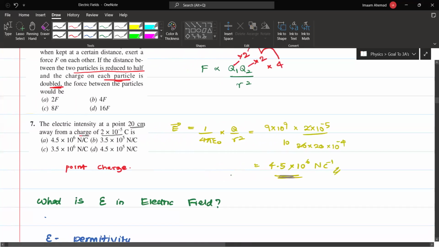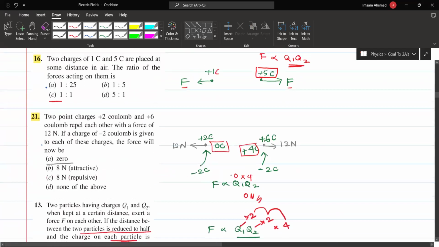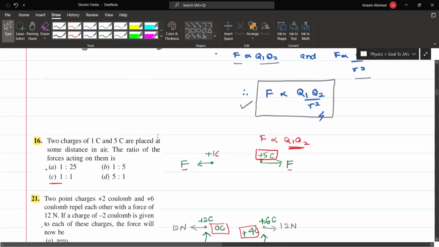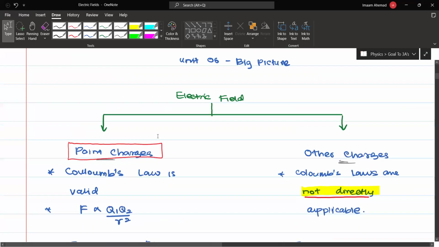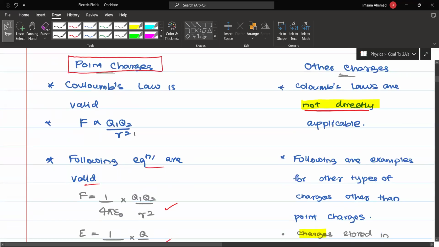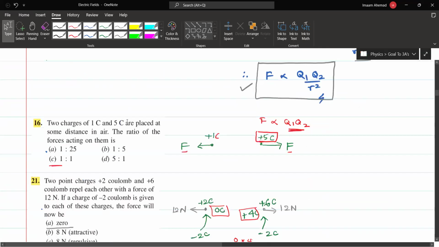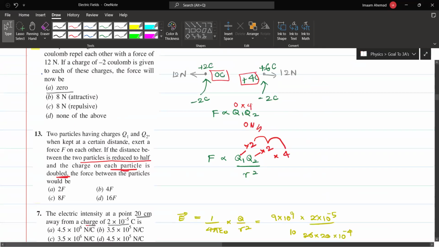So did you notice something? Here, we were using the point charge equations. But let's see how to get the equation for other types of charges. Okay, so in a question, if you can understand when you read it that it's a point charge, then you can straight away use it. If it is not, then we will have to go for other options.